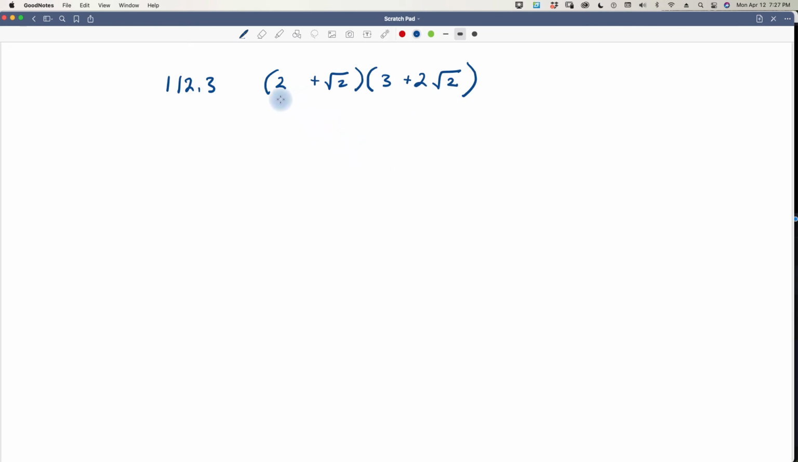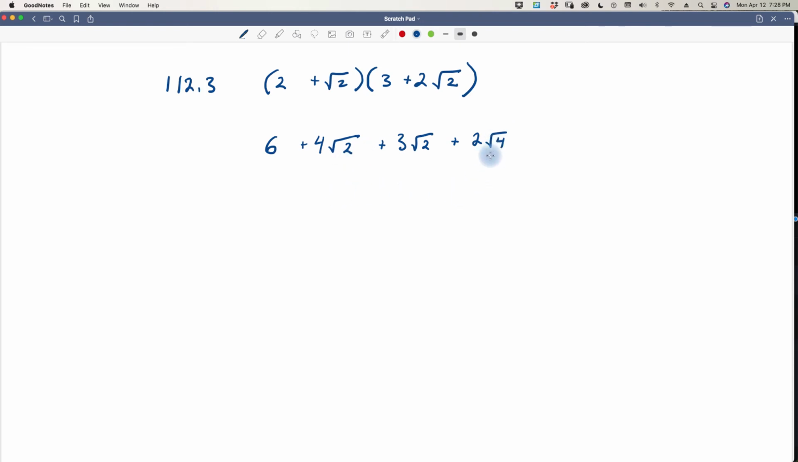All right, so now let's do our first. That's going to be 6. Let's do our outer. That's going to be 4 times the square root of 2. Our inner is 3 times the square root of 2. And our last is going to be 2 times the square root of 4, because the square root of 2 times the square root of 2 is the square root of 4, right?